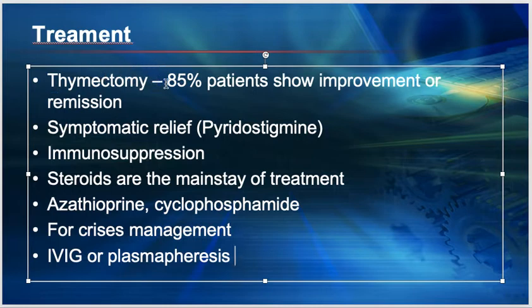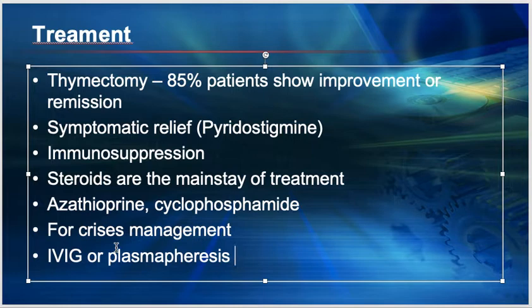People show remission, 85% of the patients show good results. And of course, immunosuppression. It's an autoimmune condition, so you have to suppress the immunity. Steroids or steroid-sparing drugs like mycophenolate can also be given. Other than this, guys, plasmapheresis and intravenous immunoglobulins are used for crisis management.